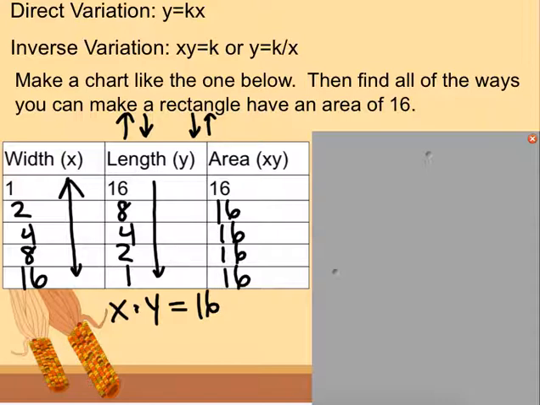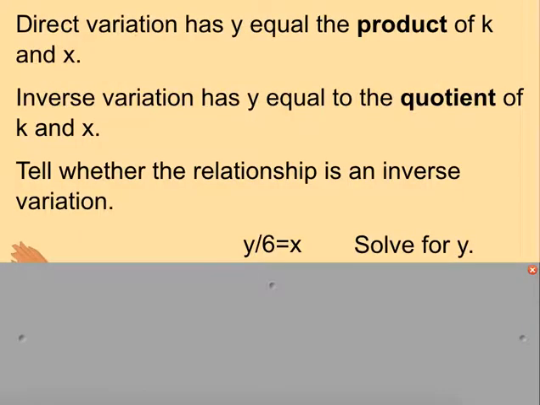That's inverse variation. So when we have the constant product, we can say if x times y equals 16, then I can write an equation by saying y equals the constant divided by x. So, direct variation has y equaling the product of k and x, whereas inverse has y equal to the quotient of the constant and x. So let's determine if the next few relationships are inverse or if they're direct.